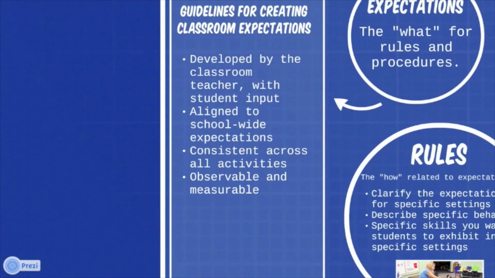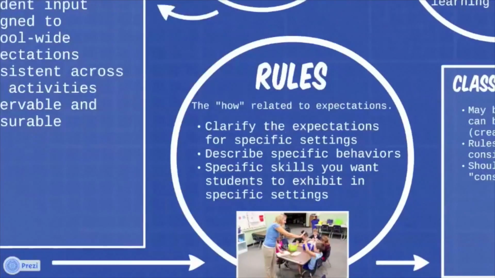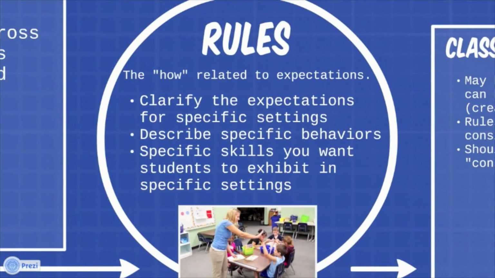Here are some guidelines for creating classroom expectations. They're developed by the classroom teacher with student input, aligned to school-wide expectations, consistent across all activities, and are observable and measurable. Once we've established expectations, we now move to the how related to the expectations. Rules. Some key points of consideration for classroom rules are: clarify the expectations for specific settings, describe specific behaviors, and specific skills you want students to exhibit in specific settings.